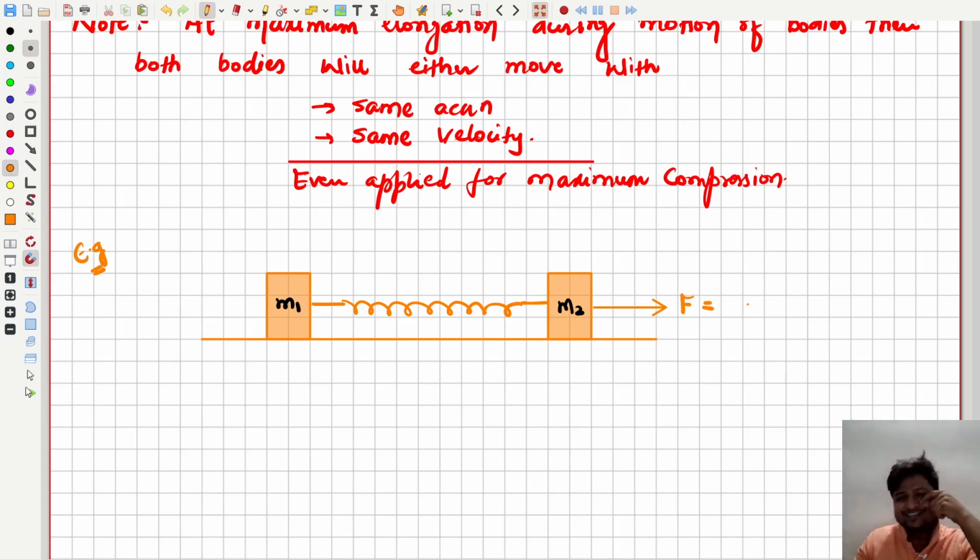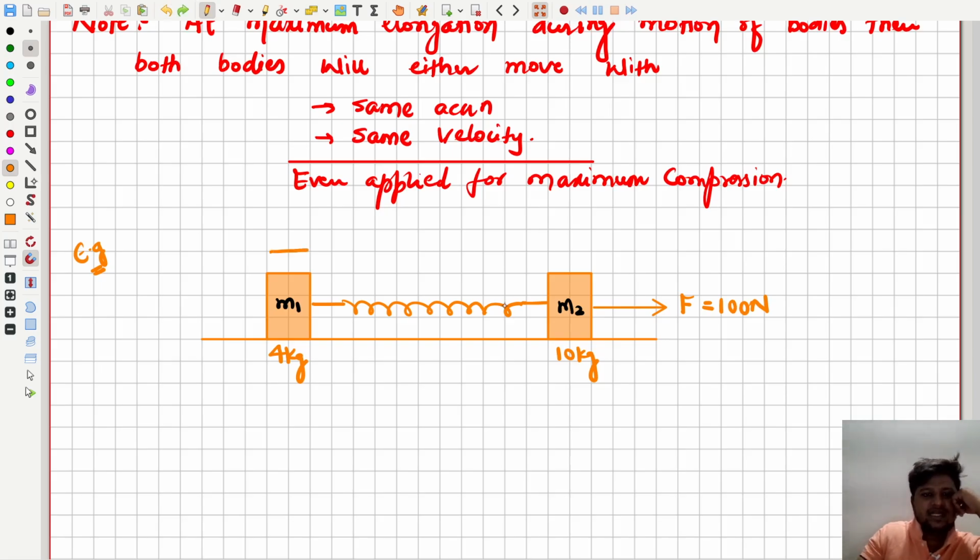Let's suppose the force is there of 100 Newton. M1 is of 4 kg and M2 is of, let's suppose, 10 kg. Okay.